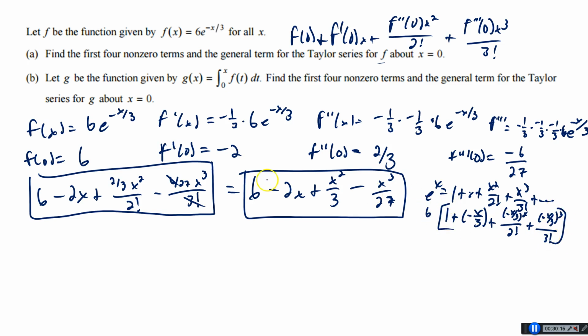If you do the work, you're going to end up with the same thing, right? You can see the first two terms work out, right? 6 and then minus 2x. The next one you'd have to do a little bit more legwork. I'm not going to do that right now, but you end up with the same thing. I don't know which one's easier.